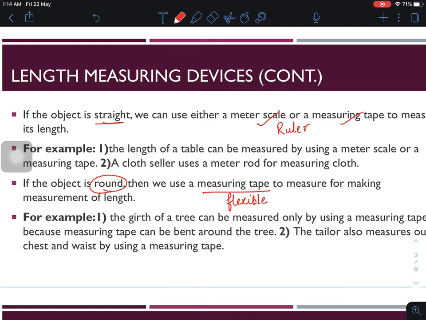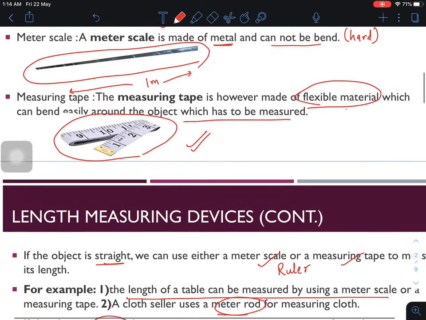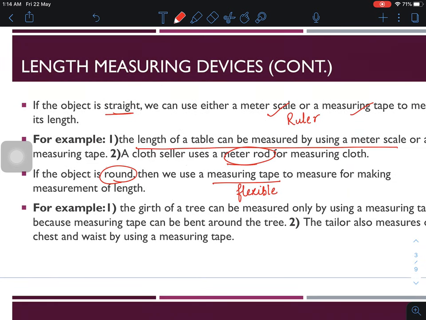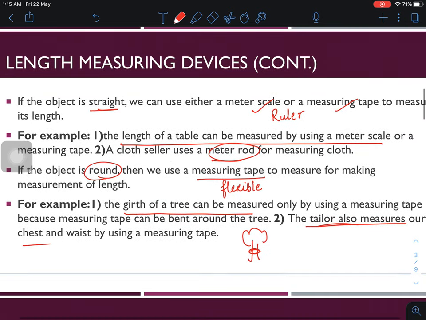So if you want to measure the length of a table, you can use meter scale, or measuring tape also. If you want to measure the length of cloth, usually cloth sellers use a meter rod. Now if you want to measure something that is round, like the girth of a tree, what is the circumference of the trunk, you will use a measuring tape. If the tailor wants to know the measurement of chest or waist, again he or she has to use measuring tape, because measuring tape will bend. Ruler and meter scale will not bend. They are very, very hard.